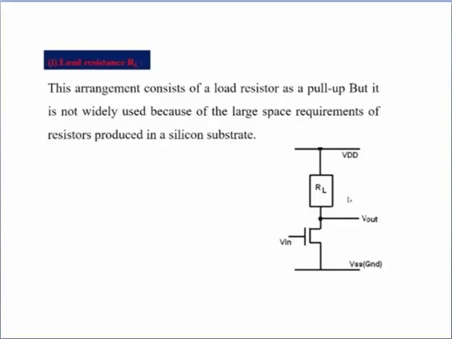In the pull-up network, wherever we need to have a PMOS, we are using a load resistor here. This arrangement will give the CMOS inverter output, but it is not widely used because of the large space requirements of resistors produced in a silicon substrate. The problem with having a load resistance in the pull-up network is that it is not easy to fabricate, and it takes more space on a silicon substrate.